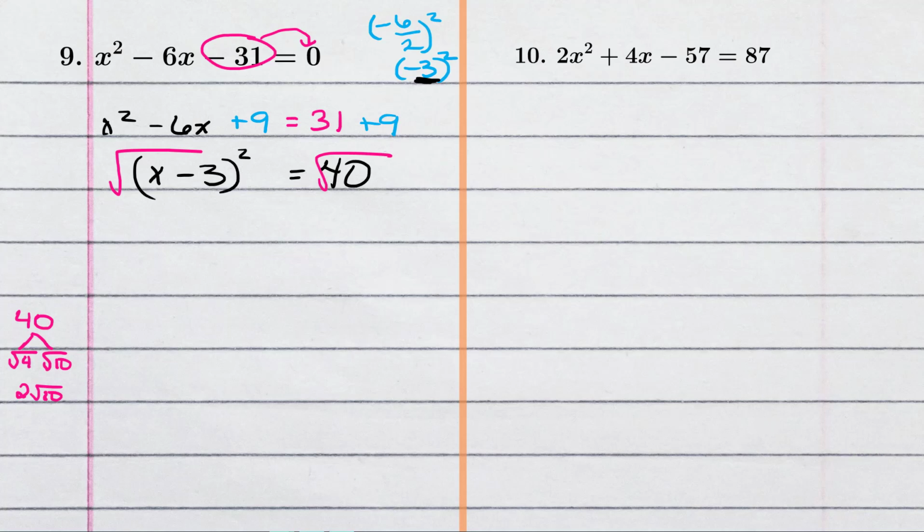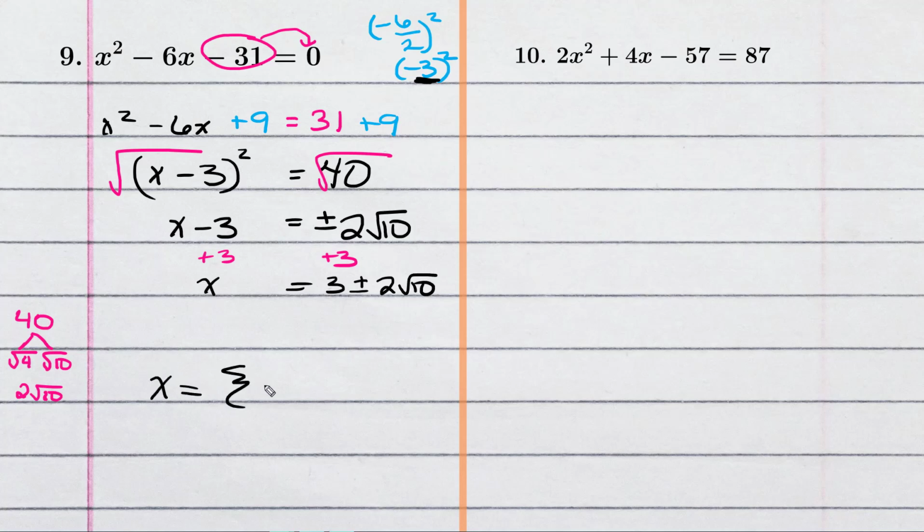And so my left-hand side is x minus 3. My right-hand side is plus or minus 2 square roots of 10. I move the 3 to the right by adding 3 to both sides. Those can't combine. And so I have x is equal to 3 plus or minus 2 square roots of 10. And so my solution is just that.